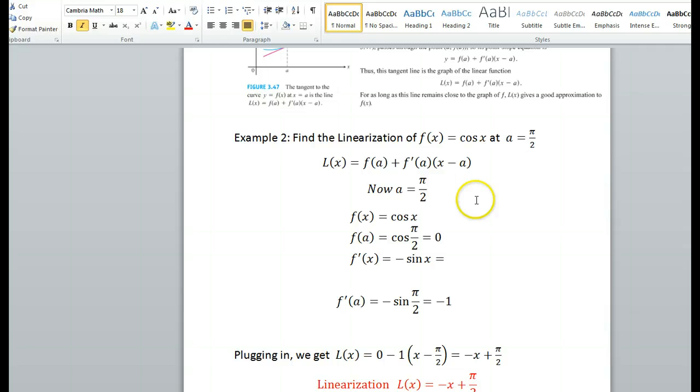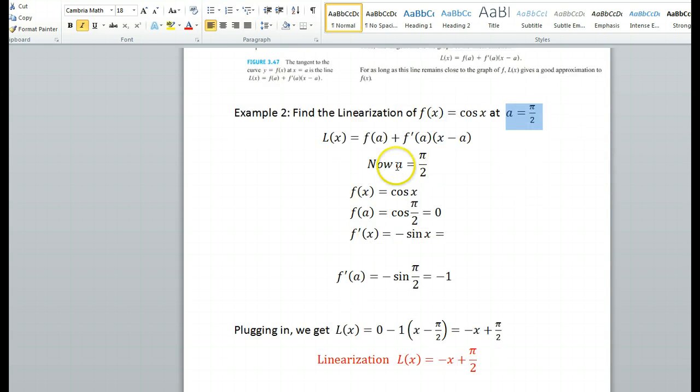Okay, now let's do another example, guys. Find the linearization of the function cosine x at a equals pi over 2. So once again the function is cosine x, and we know what a is. Alright, so now let's find the equation. L of x is equal to this. Now a is equal to pi over 2. So let's find the pieces. First let's find this piece, f of a. So what is f of a? f of a would be cosine of a.